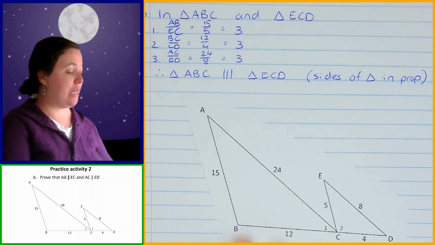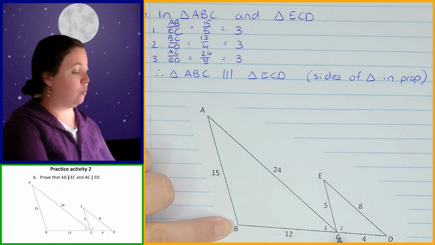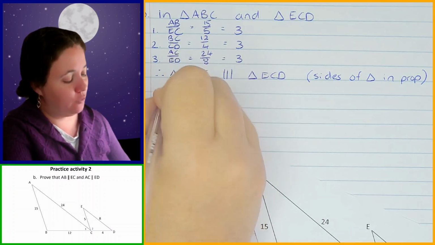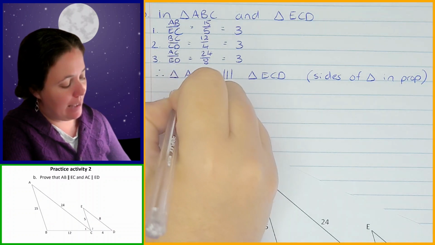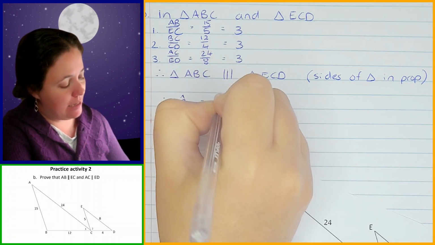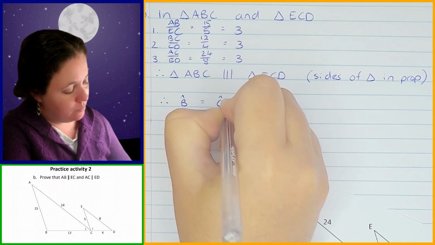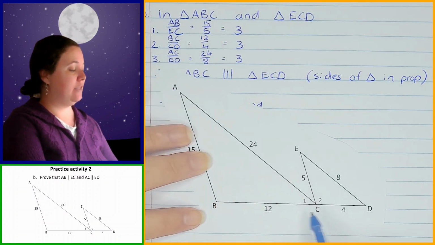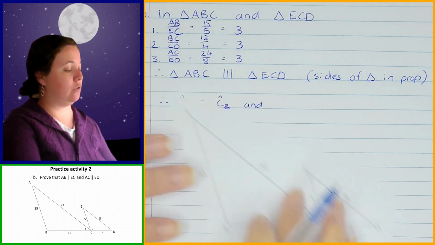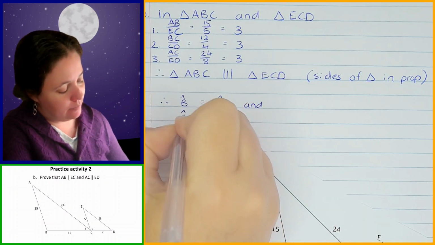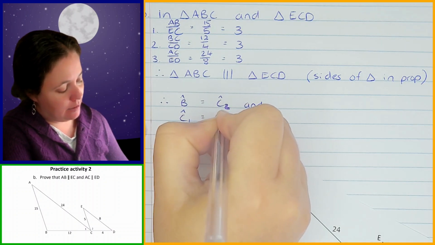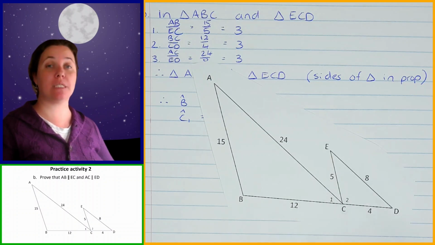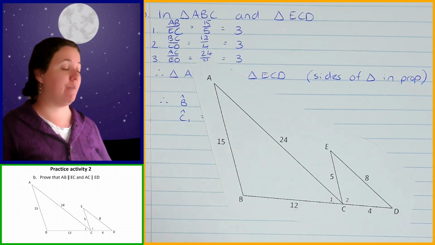Okay, now because I've proved that they are similar, I can then conclude that their matching angles must be equal. So now I can say that angle B must be equal to angle C2 in the diagram over here. So I can say, therefore, angle B equals angle C2. And I also can say that angle C1 is equal to angle D. I can say both of those things because I now know that these two triangles are similar to each other, so their matching angles must be equal.